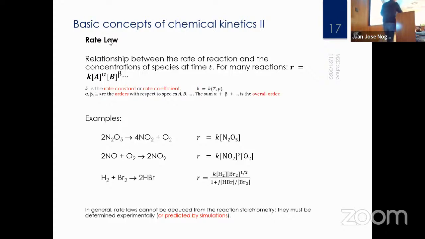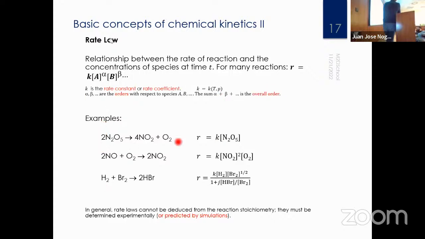I mean, if it is a thermal reaction, it depends on temperature. If it is a microcanonical reaction, fixed energy, it depends on the energy. And this is the rate coefficient. And then we have the concentrations of the species, and then the alphas, betas, and so forth. They are called the orders with respect to a given species. And the sum of the orders is the overall order.